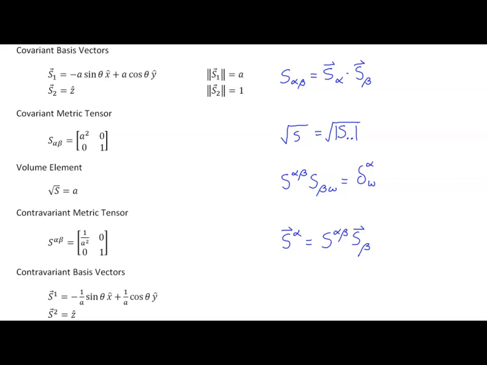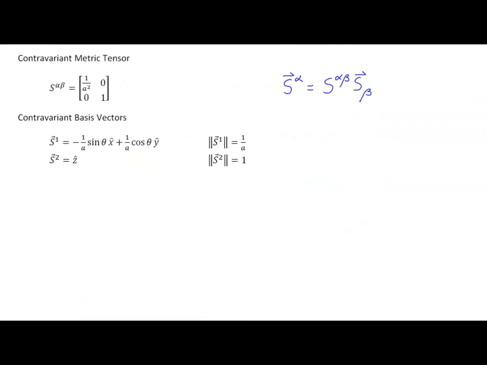And of course the magnitude of those is found the same way as before, so the diagonal elements here, the square root of those elements will give us the magnitudes of each of these contravariant basis vectors. Alright, that's all stuff that we've done before, it's just a review. But now what we want to do is to find the inverse of our shift tensor.